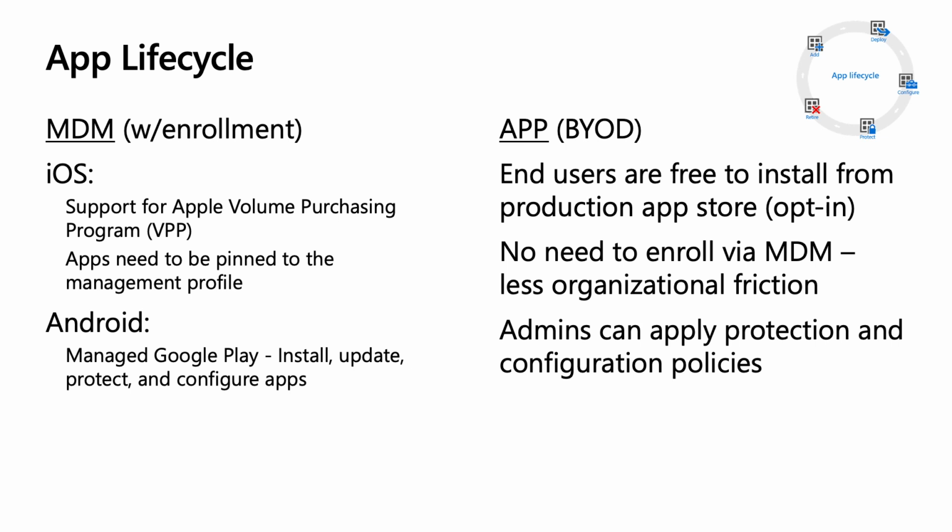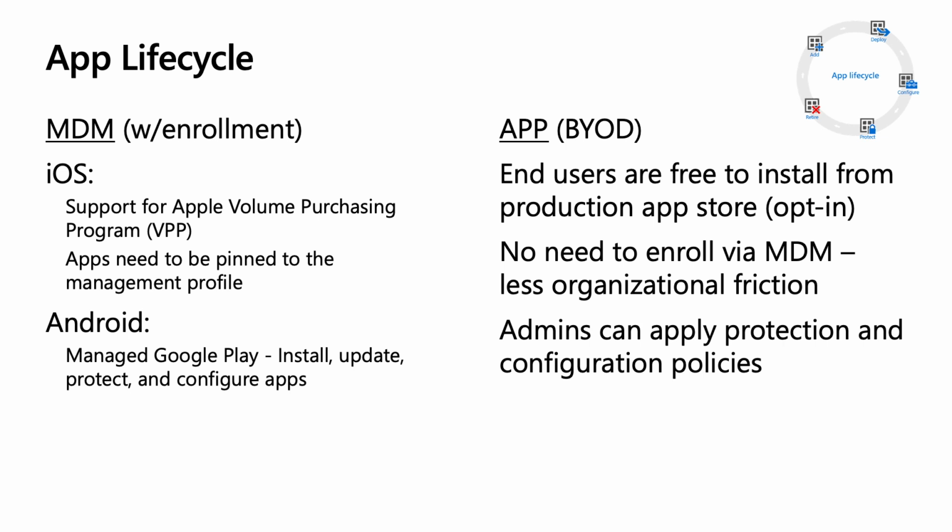The application protection policy lifecycle consists of adding apps, deploying them to end users and the stores that they use, configuring them to access data, protecting both apps and devices to ensure that data stays secure, and then retirement of devices and applications. For MDM with enrollment, for iOS, we have put into place a partnership with Apple on supporting the volume purchasing program, which enables apps to be purchased and licenses to be configured for end users and admins. Apps do need to be pinned to the management profile in order to gain access to this data.